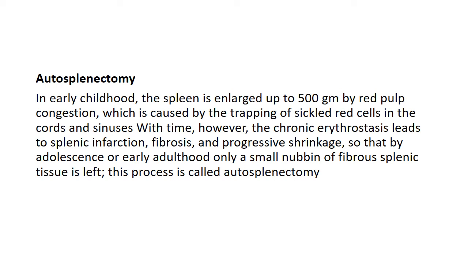Autosplenectomy. In early childhood, the spleen is enlarged up to 500 grams by red pulp congestion, and it is caused by trapping of sickled red cells in the cords and sinuses. With time, however, the chronic erythrostasis will lead to splenic infarction, fibrosis and progressive shrinkage, so that by adult age, only a very small fibrous splenic tissue is left, and this process is called autosplenectomy.